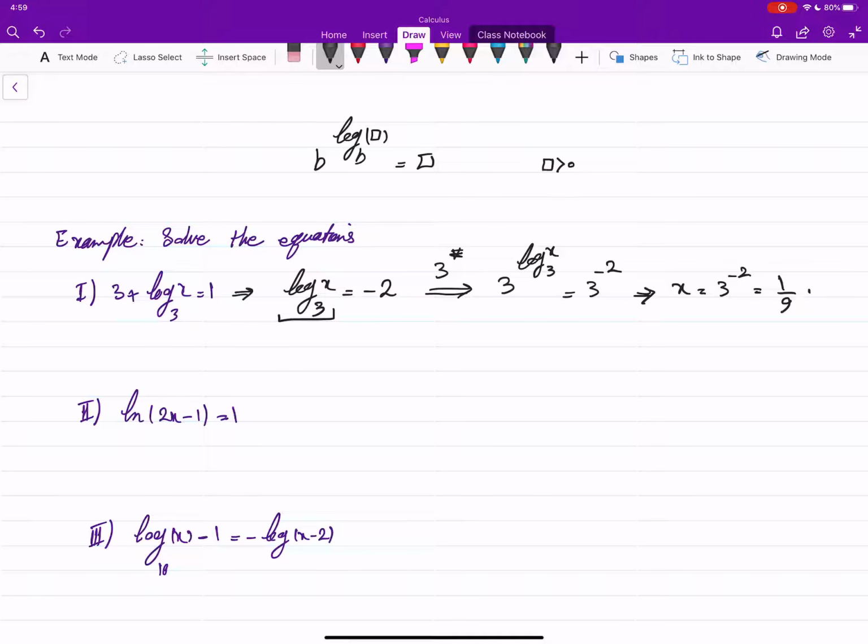Same thing goes here. We have ln. Well, this is very good. One side is ln, which is log base e. The other side is just a constant. When you have this case, right away, what you do, you put both sides as the exponent of e. So it will be e to the power ln of 2x minus 1 equals e to the power 1. E to the power ln of something, this is the same thing, but base e. This will give us 2x minus 1 is equal to e. Solve that. This will give us e plus 1 over 2.